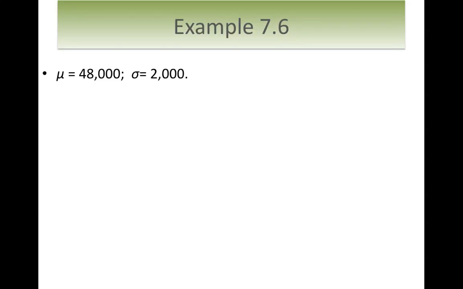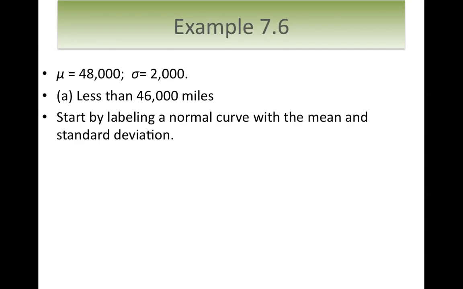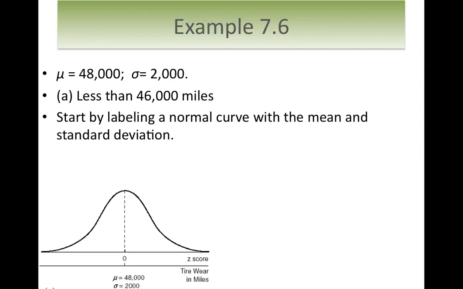Okay, for each of these parts of the problem, the mean is always 48,000, the standard deviation is 2,000, so that never changes. To find the proportion of tires that are less than 46,000 miles, essentially we are being asked for the proportion of area under the bell curve less than 46,000 miles. So let's make a bell curve.